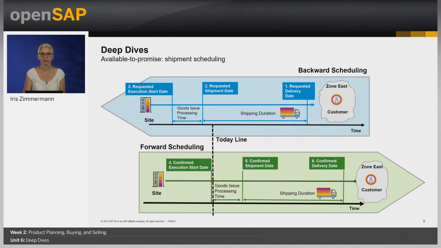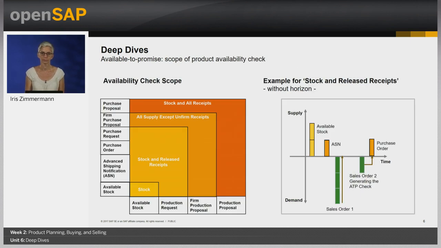Now let's have a closer look at the product availability check itself. The product availability check ensures the accuracy of the confirmation date and quantity by checking the customer requirement against the stock on hand and the product supply situation, as well as the delivery rules. With the availability check scope, you can select which types of supply are included for the product availability check. It's illustrated in the figure on the left side.